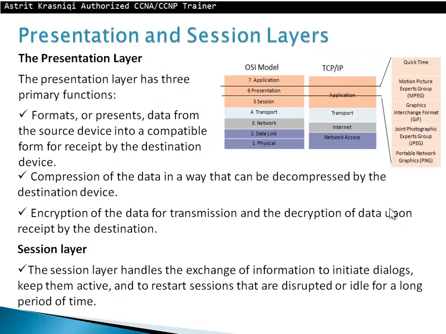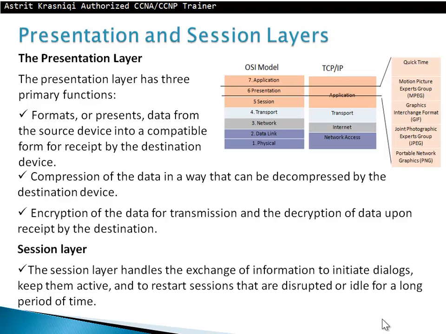Presentation layer and session layer. The presentation layer has three primary functions: it formats or presents data from the source device into a compatible form for receipt by the destination device, it compresses the data in a way that can be decompressed by the destination device, and it can encrypt the data for transmission and decrypt the data upon receipt at the destination.